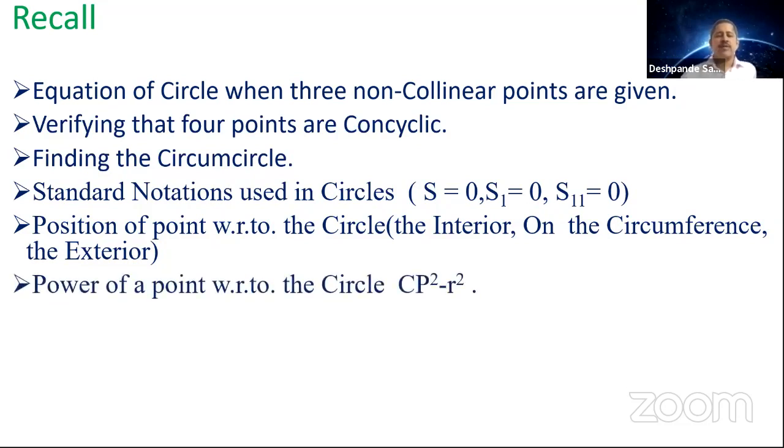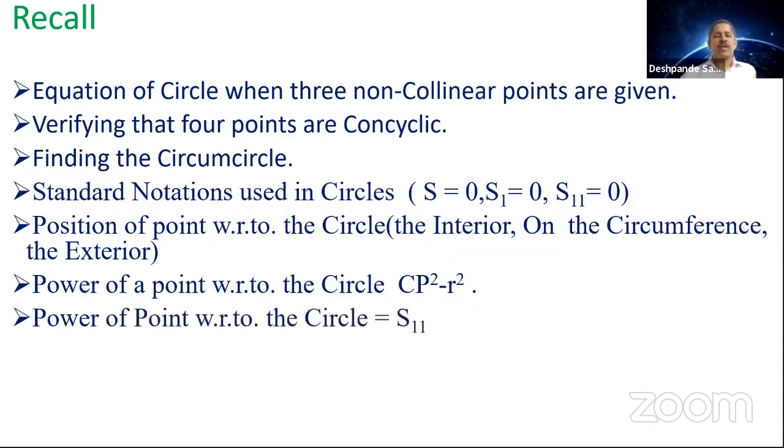Then we discussed the power of the point with respect to the circle. If C is the center, P is any point and R is the radius of the circle, the power of the point with respect to the circle is given as CP² − R². This was the definition of the power of the point. The value of CP² − R² is nothing but S11. So we can also say the power of the point with respect to the circle is S11.